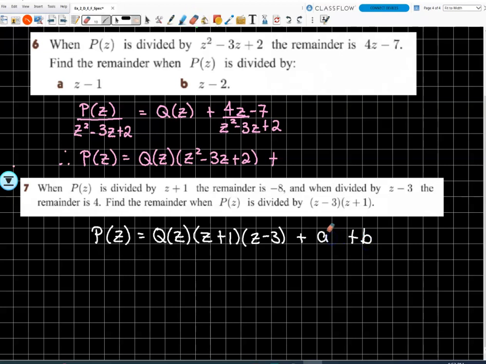Thank you. Similarly, it's az plus b. And so now when we have this divided by z plus 1, you're going to go p of minus 1 equals minus 8. And the other one will be p of 3 equals 4. If you didn't have this and you just had r, you don't have those unknowns to find, okay? So that's your little tip with that.